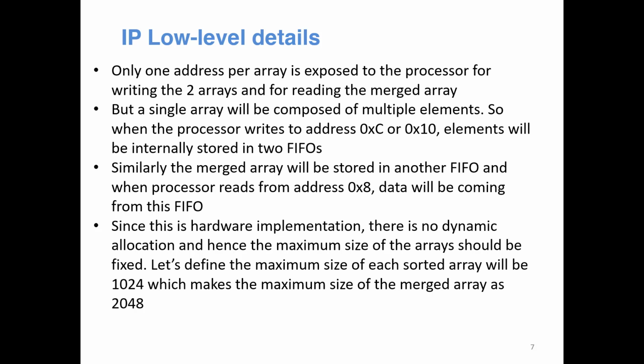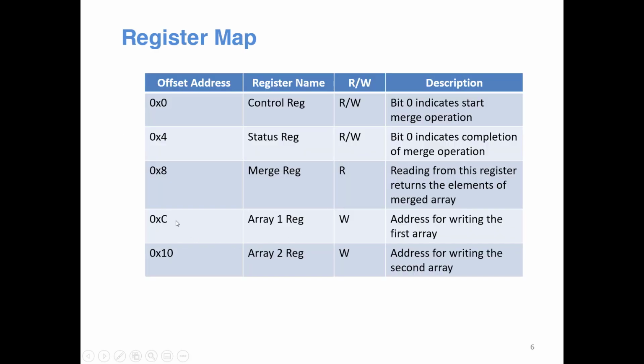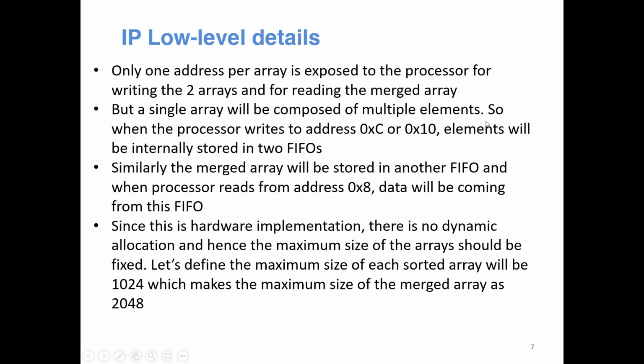You have seen it. So whenever the processor writes to address C or 10, these two array 1 and array 2 registers, instead of storing those elements in a register, we'll be internally storing them in two FIFOs. So internally it's a FIFO, but from the processor point of view, it will be seen as a single address. Similarly, when the processor reads from the merged array, each time it reads from address 8, we'll be reading the merged array from a FIFO and sending it to the processor.